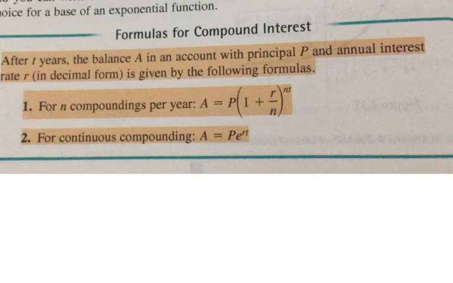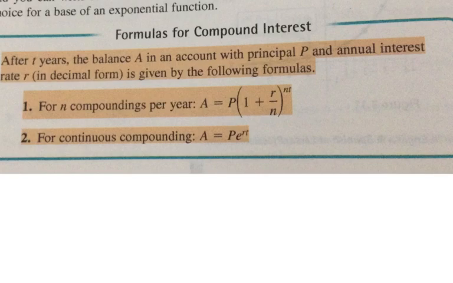Now the second one simplifies the formula some. This is anytime I have continuous compounding. So it'll say compounded continuously. So that means basically my N is going to infinity, right? It's almost infinite. What is P and R?